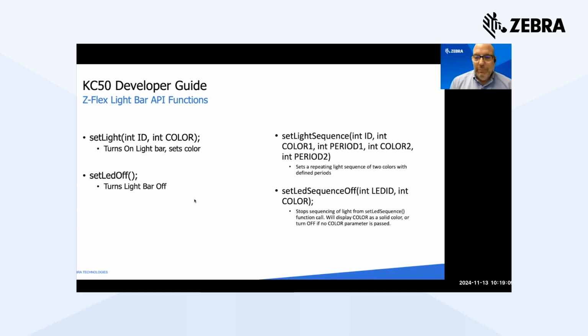And then the final API listed is to turn off the sequence. So if you have a sequence running, you can set this command to set the sequence off, which will stop it from sequencing. And if you provide it with an additional color as a parameter, it will just set it to that color in a solid state. If you don't pass the color as a parameter, it will just turn it off. Set LED off command will also stop the sequence additionally. This new command can be used if you want to turn it off and then just have it display a solid color. You can do that all in one command. Okay, go to the next slide, please.